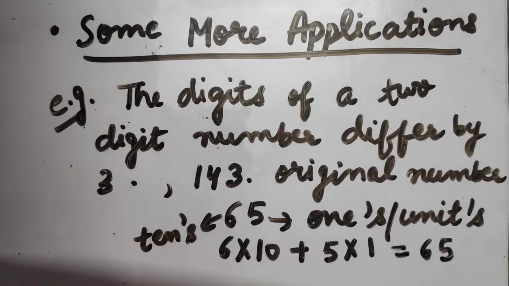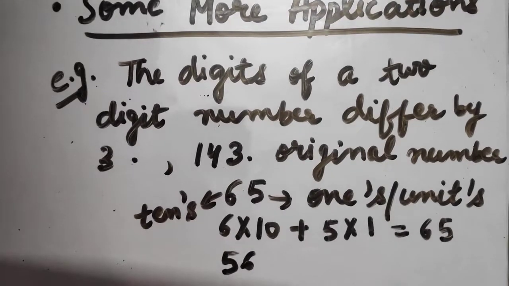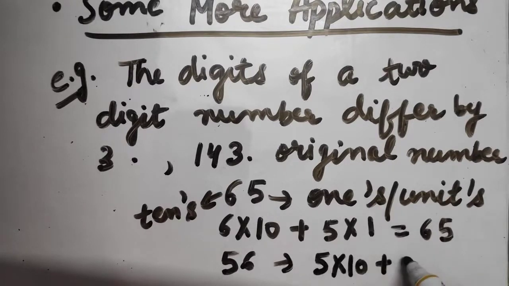If I need to interchange the digits, it means the digit at ones place will be now at tens place, and the digit at tens place will be now at ones place. It means I am talking about the number 56. Now what I have done? I have interchanged the digits. Now the number will be 5 into 10 plus 6 into 1.